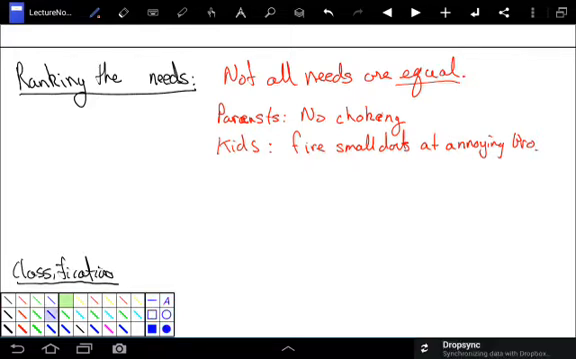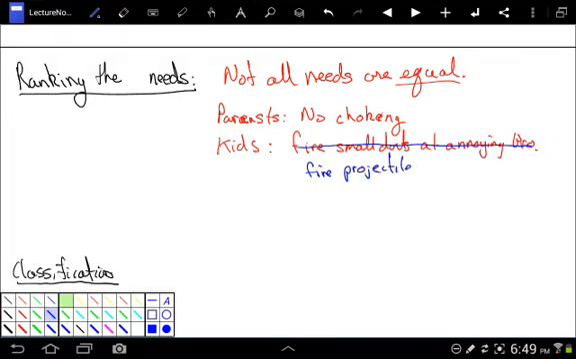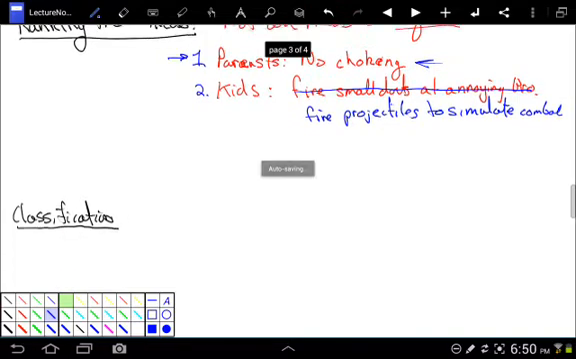To be fair, as you're doing this, that's not what you would actually write down. You would write "fire projectiles to simulate combat." But regardless, which one of these are you going to rank higher, number 1 or number 2? Well, clearly, the parents' need outranks the kids'. So you're going to design so that the child does not choke before you give them a cool little toy that they can fire things at their brother.